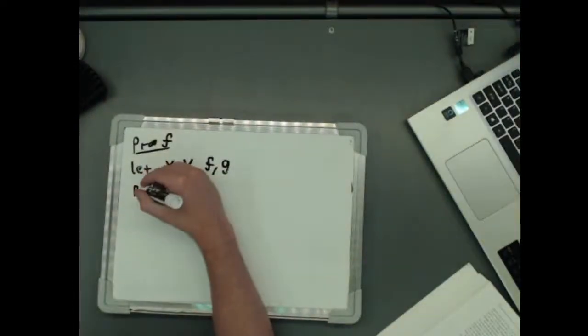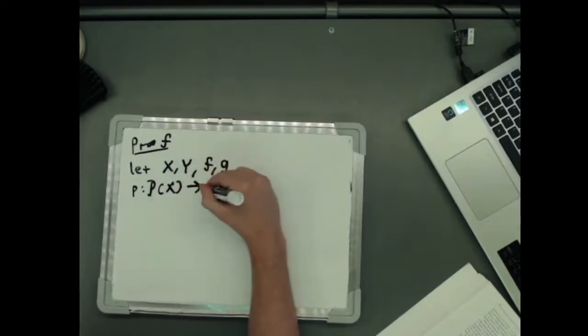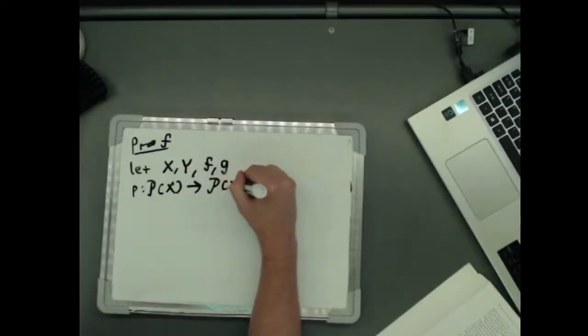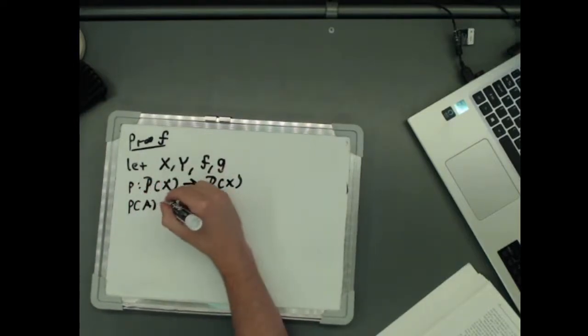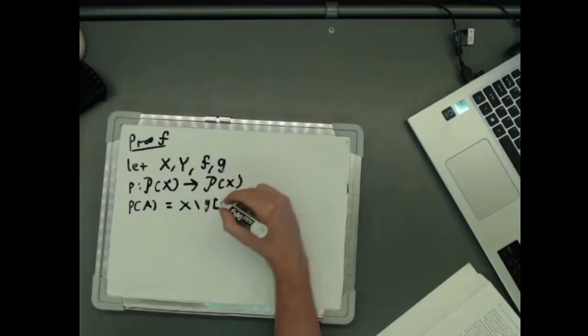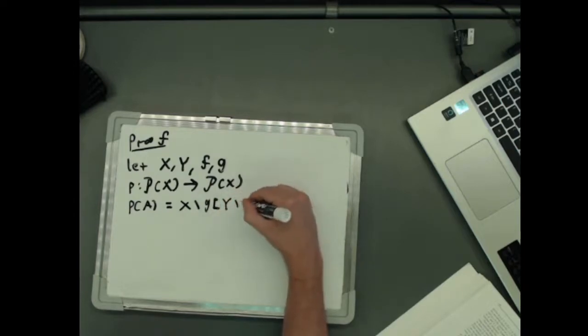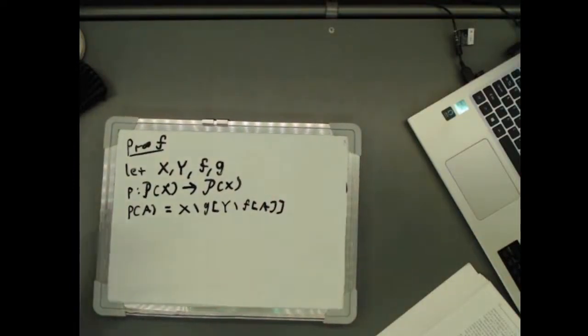Define the function P from P of X to P of X, such that P of A for a subset A of X is equal to X minus g of all the elements of Y minus f of all the elements of A. Sort of a mouthful. Because P is monotonic, and we proved that for a monotonic function from P of X to P of X, there exists some Z such that Z is equal to P of Z.